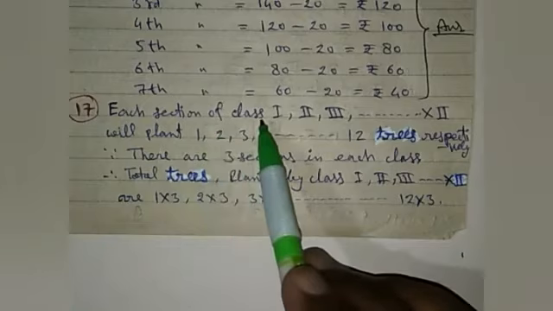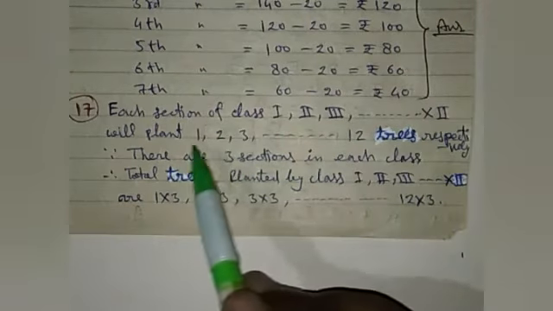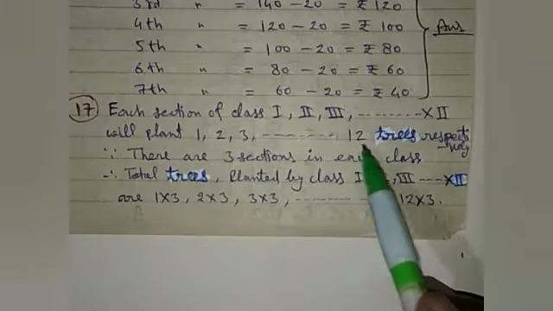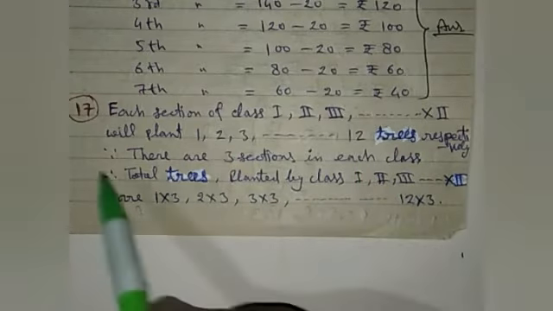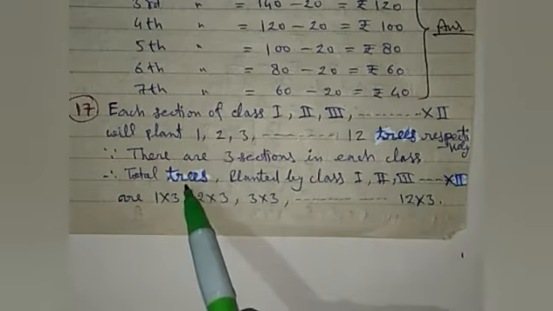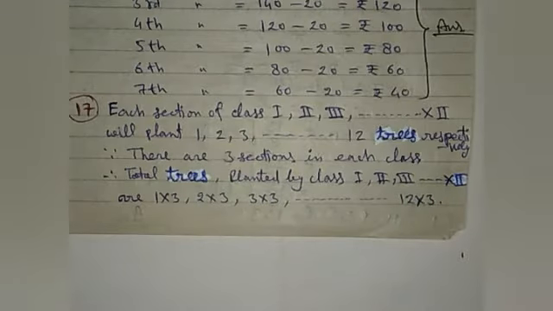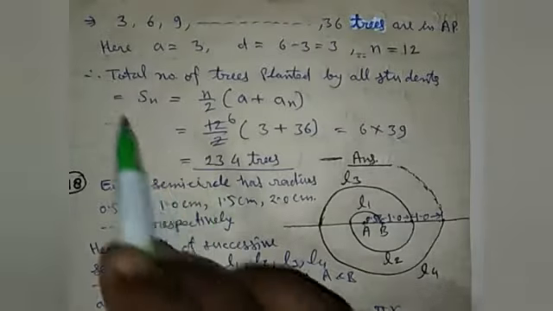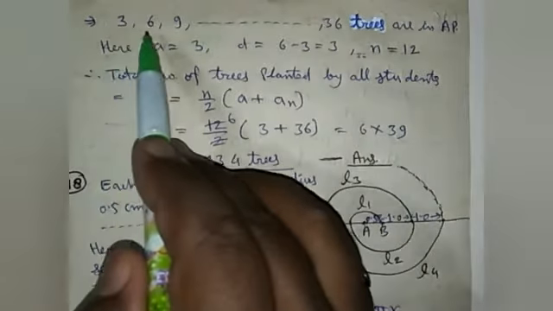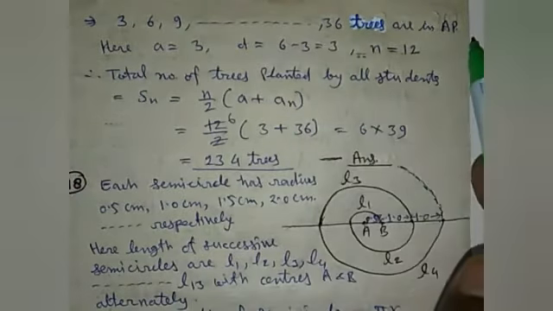Here each section of class 1, 2, 3 and so on to 12th will plant 1, 2, 3 and so on to 12 trees respectively. Since there are 3 sections in each class, hence total trees planted by class 1, 2, 3 and so on to 12 are 1 into 3, 2 into 3, 3 into 3 and so on to 12 into 3. So 3, 6, 9 and so on to 36 trees are in AP.